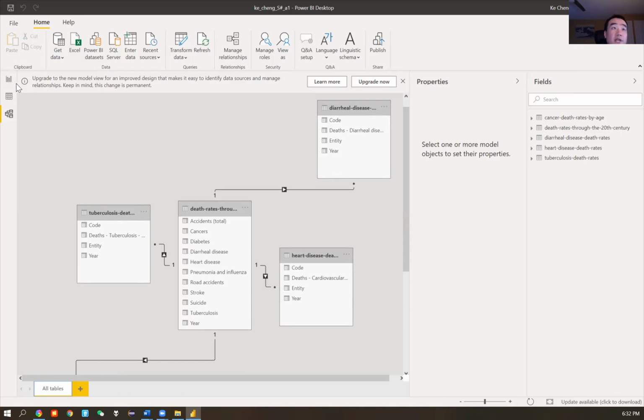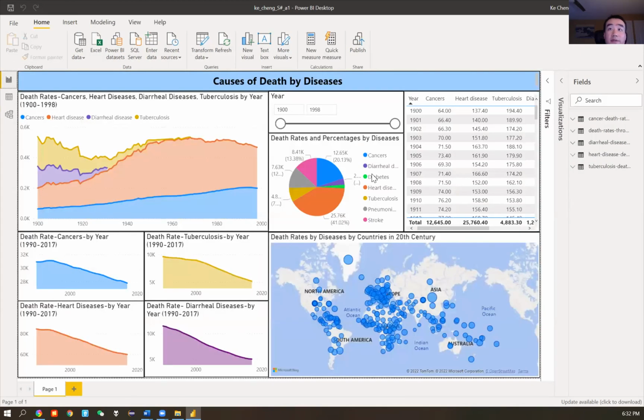After this step, I just made some graphs to show the major topic. I made 9 graphs to analyze this topic. Now I will introduce all the graphs one by one.